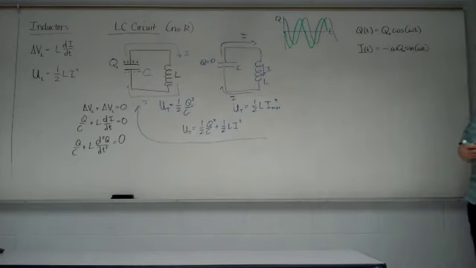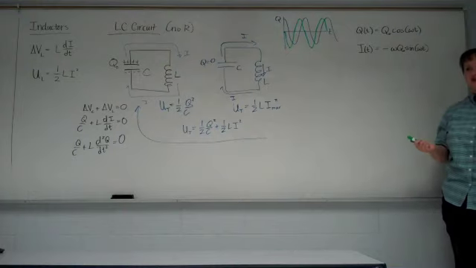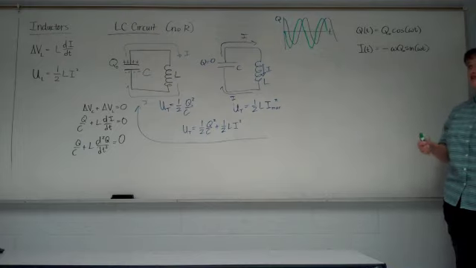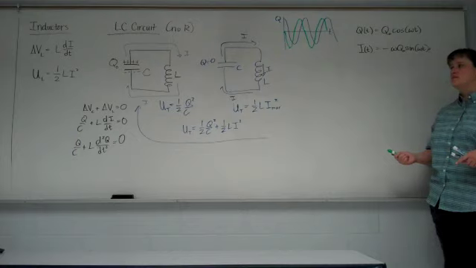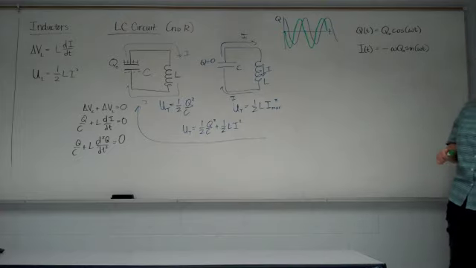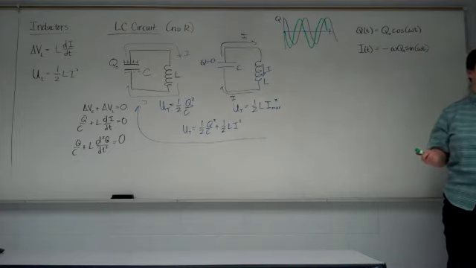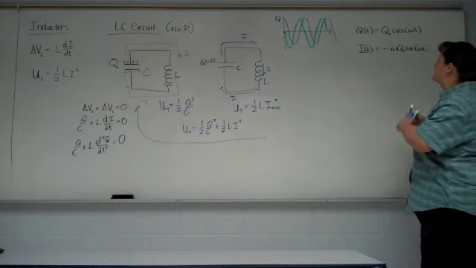So the charge and the current are 90 degrees out of phase with each other. That means if charge is maximum, current is 0. If charge is 0, current has a maximum value. If charge is maximum, then the capacitor has all of the energy, so the inductor cannot have any of it. If the charge is 0, then the inductor needs to have all of the energy. Anywhere in between, we end up with both of them having some energy.